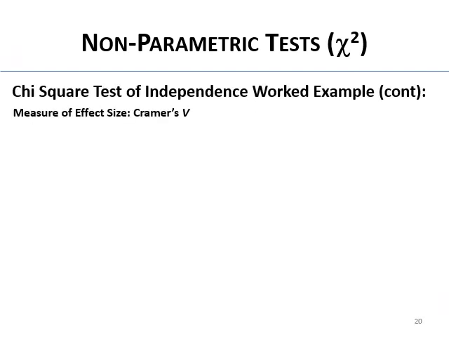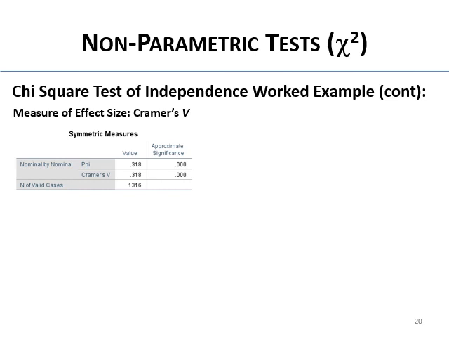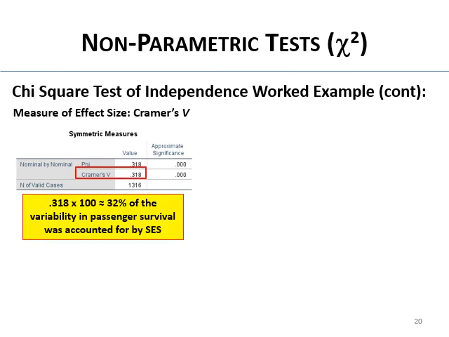So our measure of effect size is Cramer's V, and it comes right on the output. There it is, 0.318. And if you just multiply it by 100 and round it, it's roughly 32% of the variability in survival that was accounted for by the passengers' SES on the Titanic. It's real data, by the way.